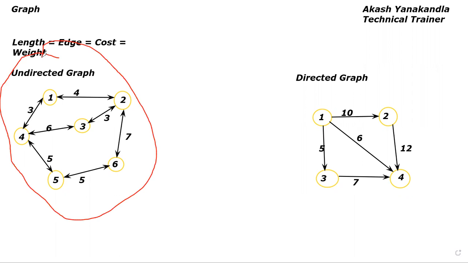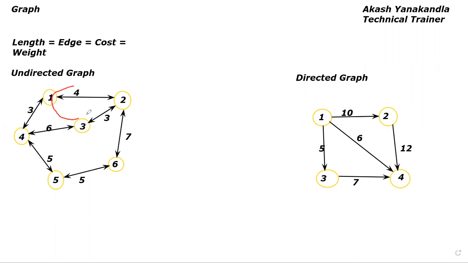This undirected graph is also known as bidirectional graph. I repeat, undirected graph is also known as bidirectional graph. That is the reason here the type of the arrow is bidirectional. Each arrow in this undirected graph is bidirectional. This is about undirected graph, and undirected graph has so many applications in the real-time world, and the same way directed graph also has so many applications in the real-time world.